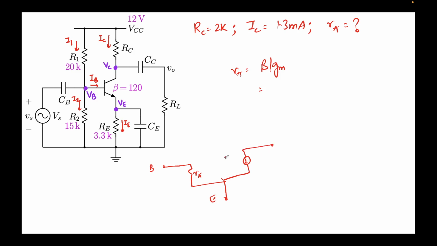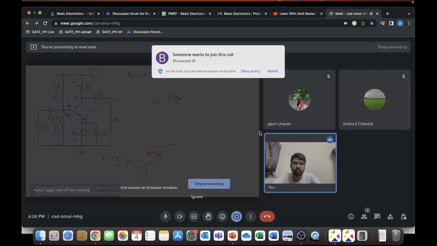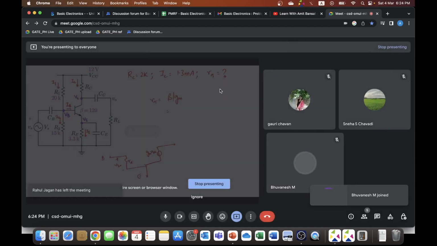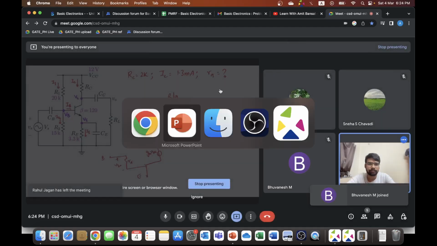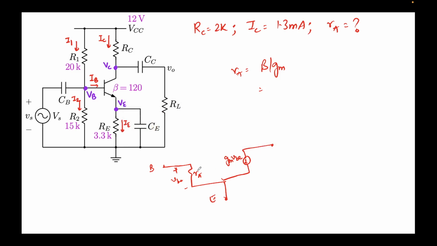And this is gm VBE. gm is the transconductance, VBE is the voltage that we read across the resistor R pi. This is also known, by the way, as the pi model. Okay. So R pi, we already obtained the gm. So it's beta over gm.